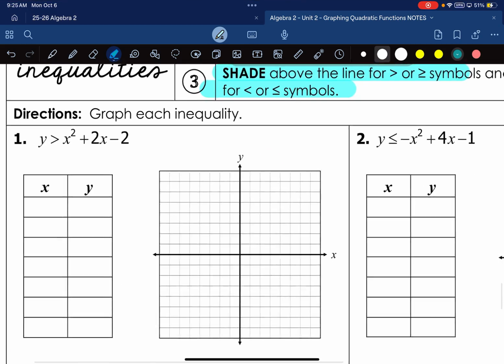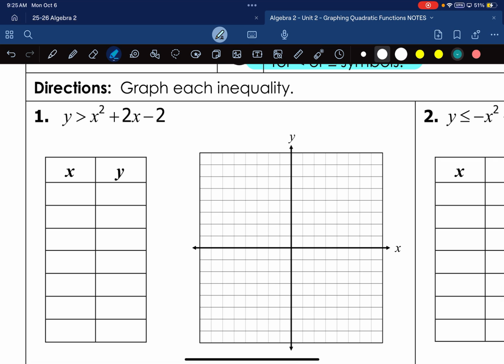To graph it, we still have to go through the same steps we were just practicing. That's why we're skipping 7 and 8, because we're still practicing those same steps. We have to find the axis of symmetry. The first thing we want to do is find A. A is 1, B is 2, and C is negative 2.